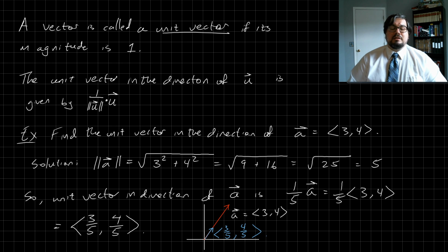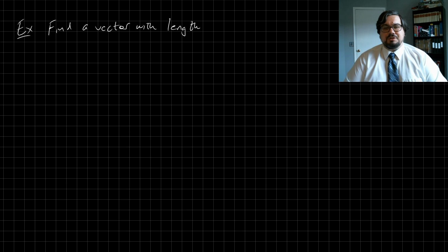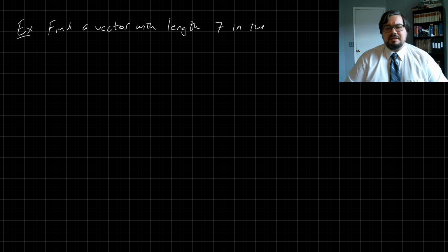Now, we can continue this process to get vectors with any length at all, either in the same direction as A or in the opposite direction as A. Let's find a vector with length or magnitude 7 in the opposite direction to the vector b, which is 3, -2.